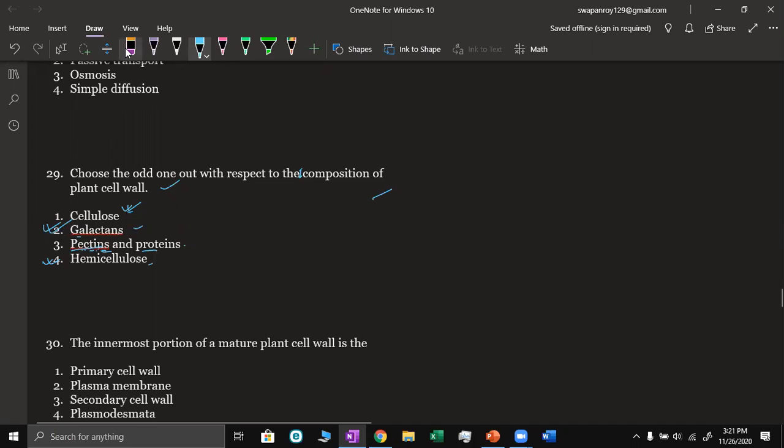Galactan is odd in this case. Of course, galactan is found as a type of carbohydrate in algae. In some of the algae, they have galactan and they don't have any cellulose.